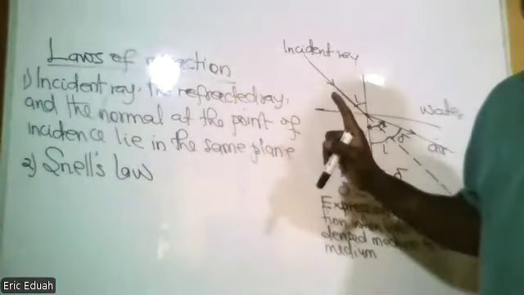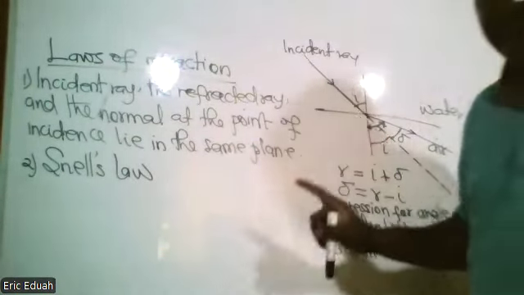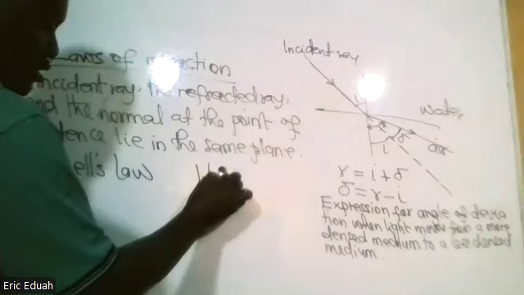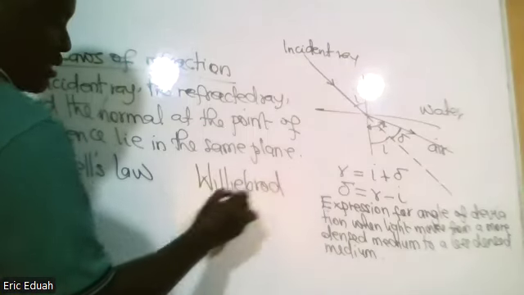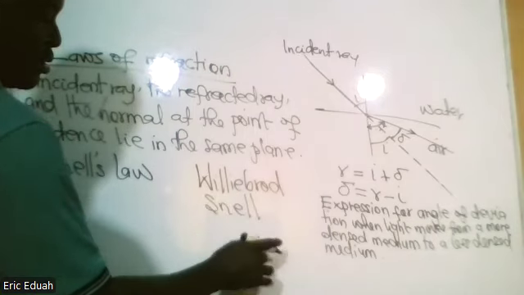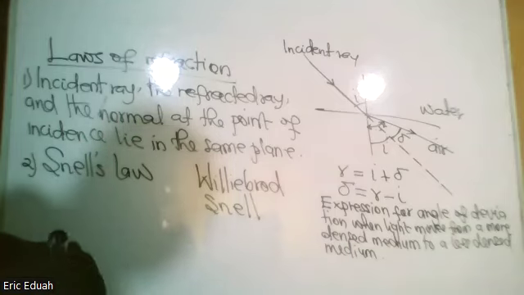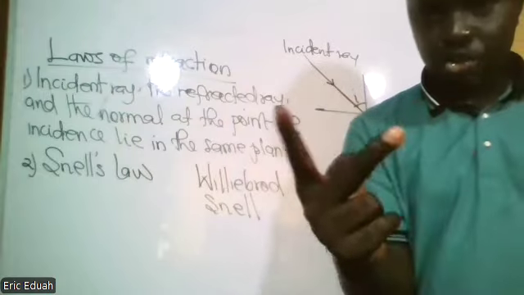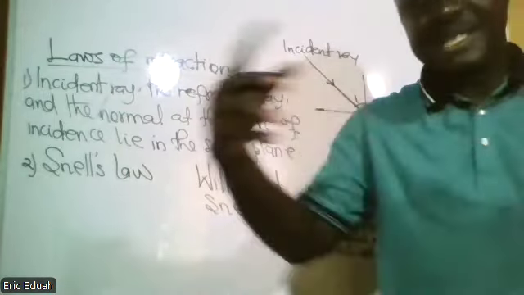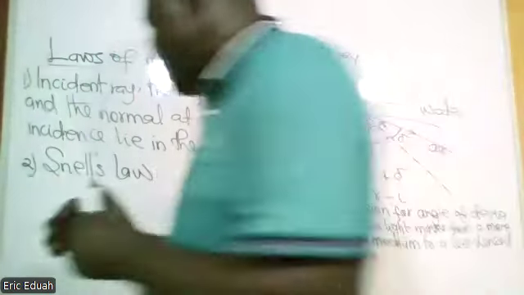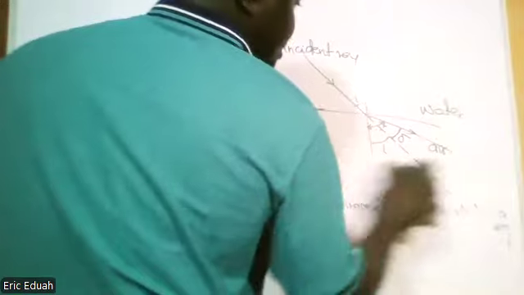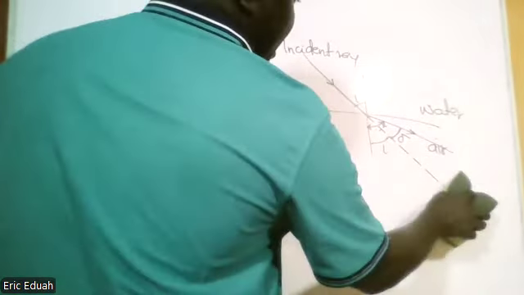This law is named after one Austrian physicist by name Willibrord Snell. Willibrord Snell. And the law says that for any two pair of media, or for any two different material of different densities or optical densities. Example, this is a ray of light moving from water to air.